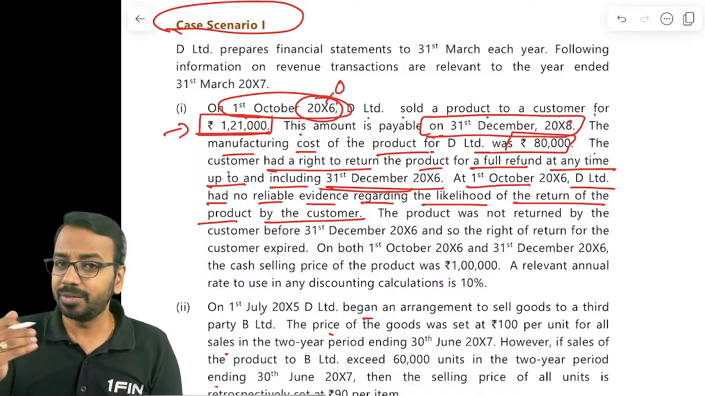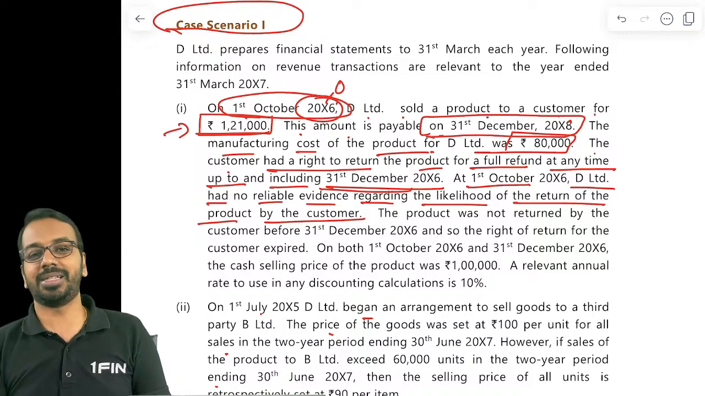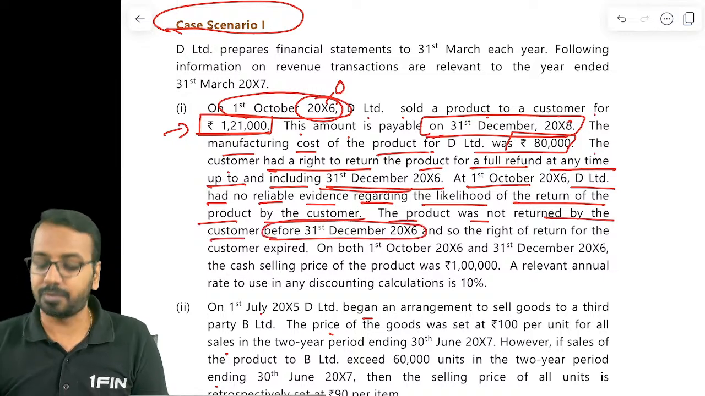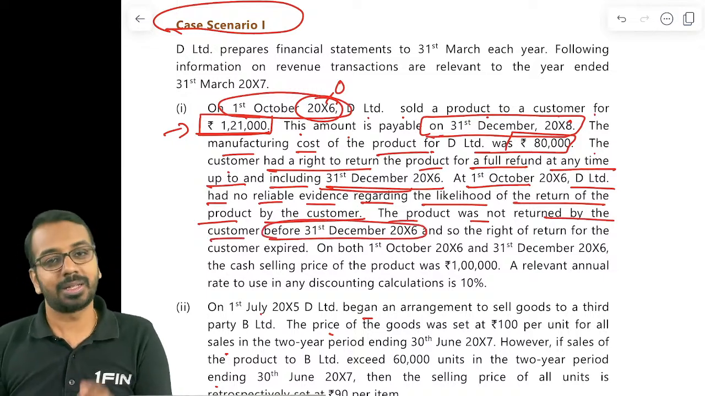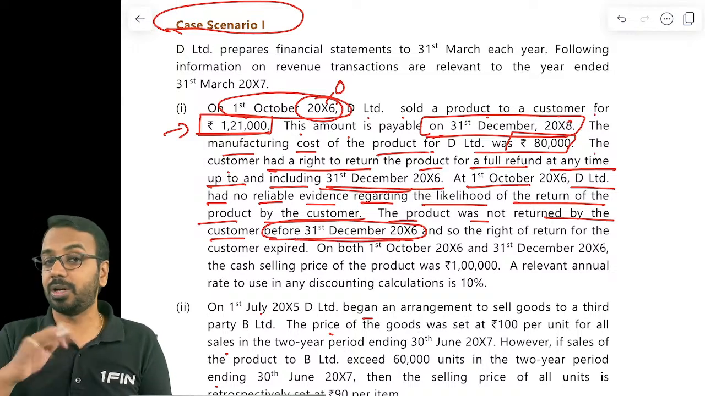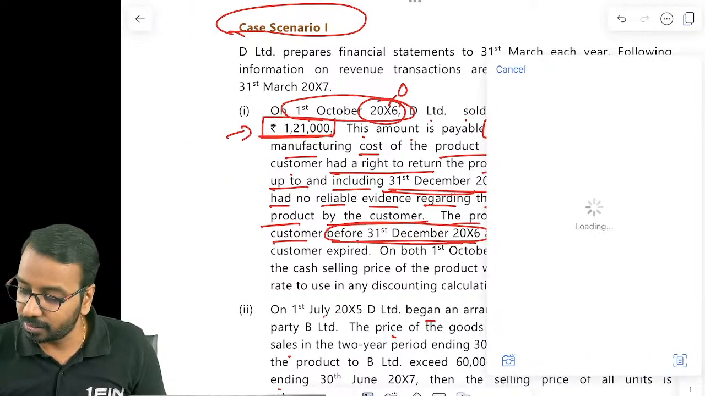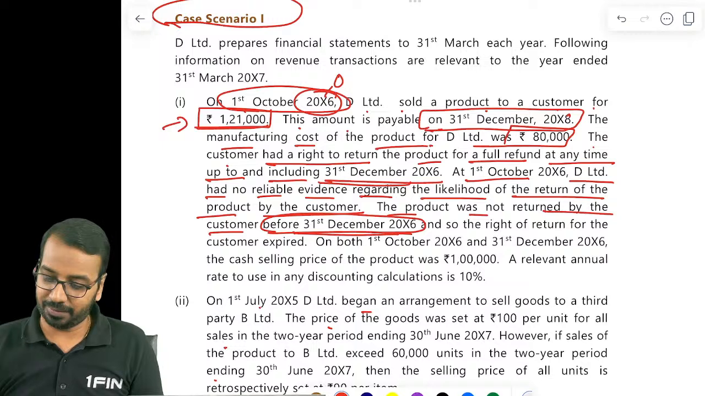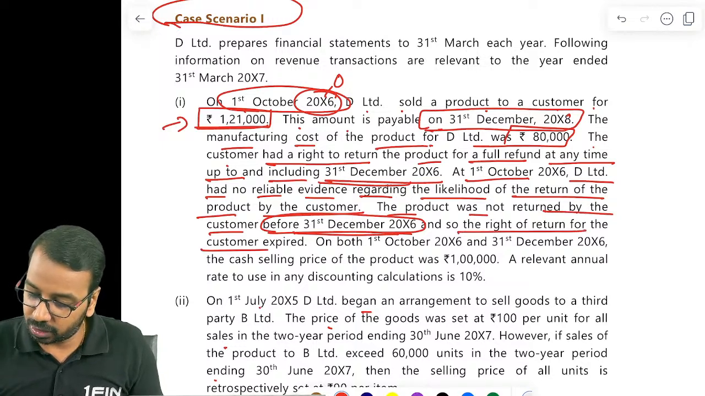In that case, will we recognize revenue? See, when we don't have evidence, how can we recognize revenue? Right? The product was not returned by the customer before 31st December of year 6. Not returned means what? They have accepted. When they have accepted, on this date, see, on 1st of October, we don't have evidence. On 31st of December, we can recognize the revenue. So the right of return for the customer expired.